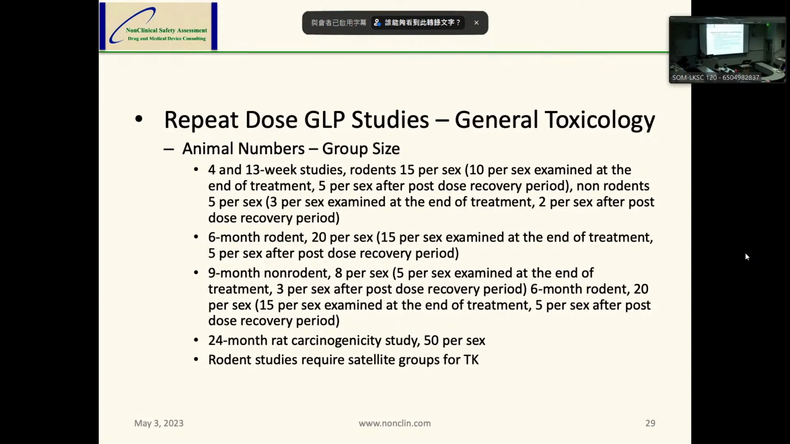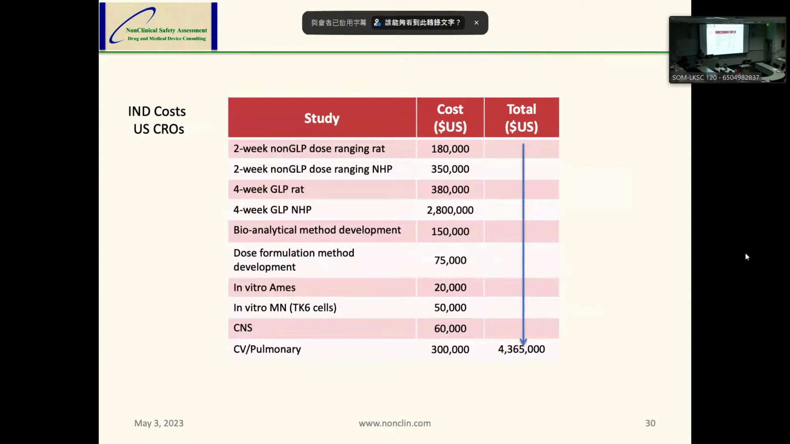So survival is what you want. You maximize survival. If you anticipate a tox liability, study size increases. So, I mean, I think more often than not, I'm running studies that are 60 animals per sex. I added some costing to this.